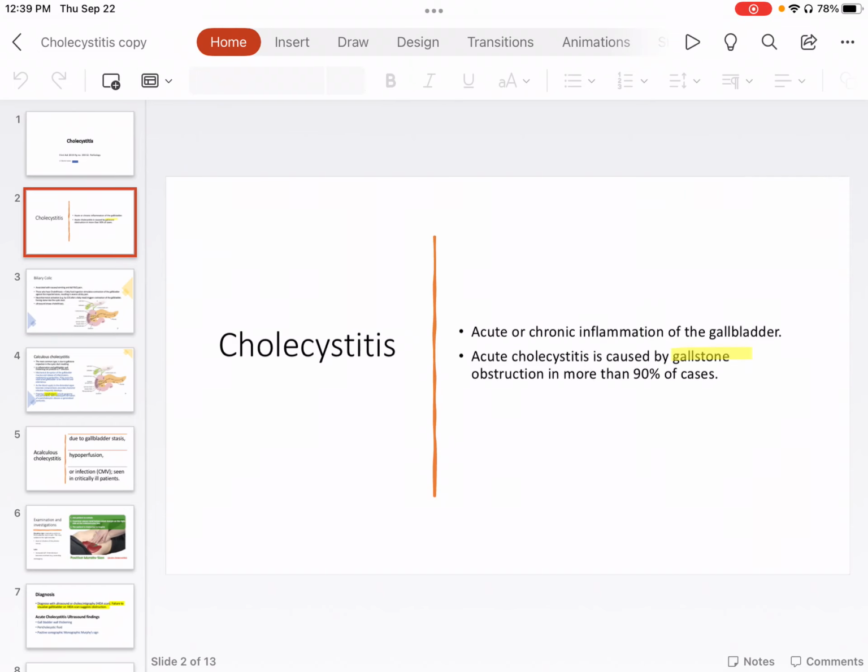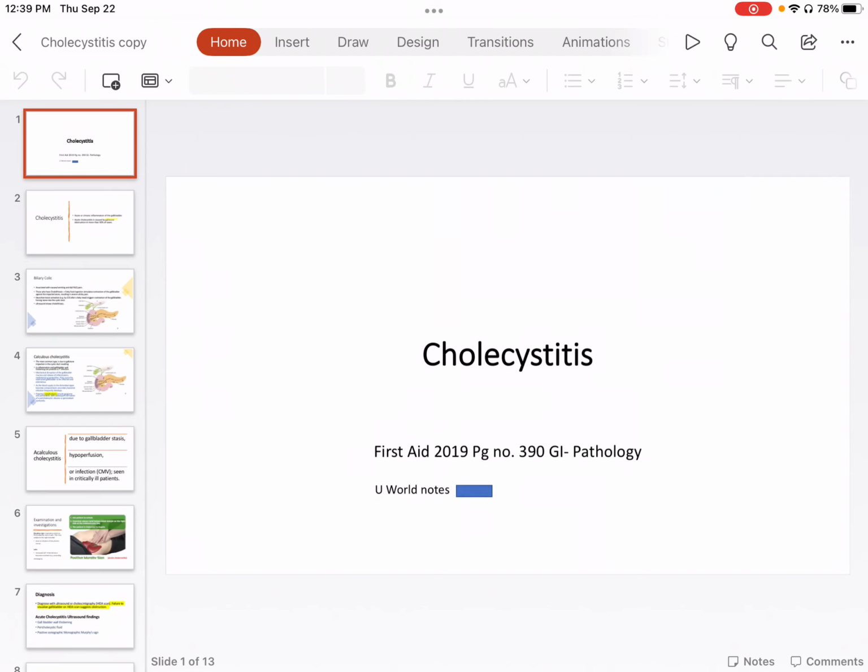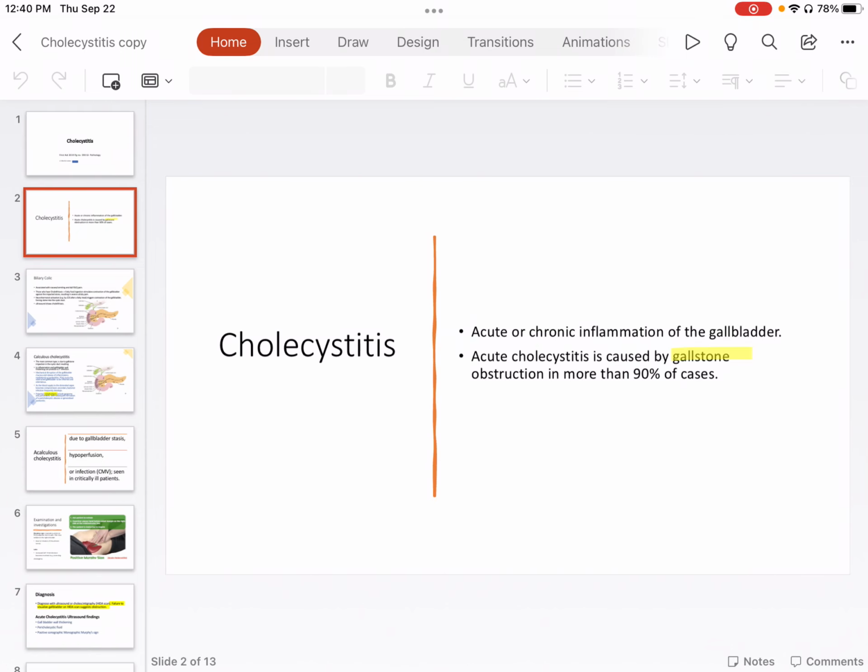Hello, everyone. Our today's topic is cholecystitis. We are going to cover First Aid page number 390. That tells us about cholecystitis. The things that you noticed in this presentation written in blue are mostly my notes.